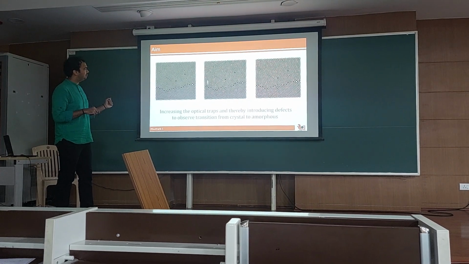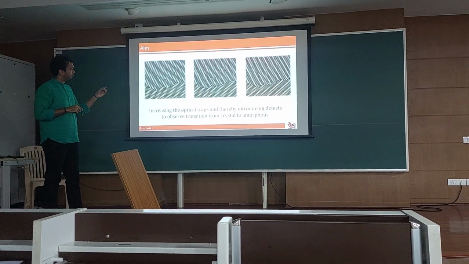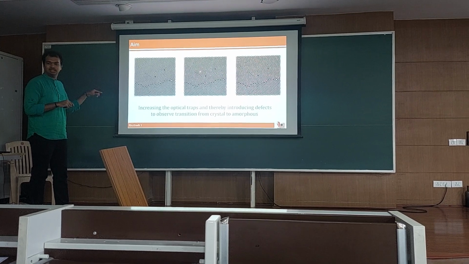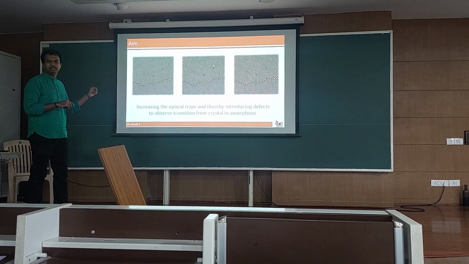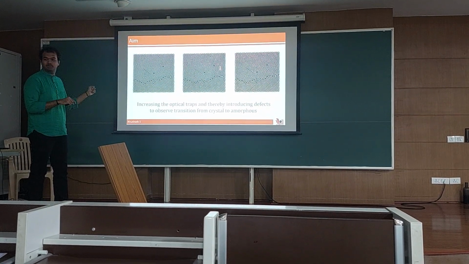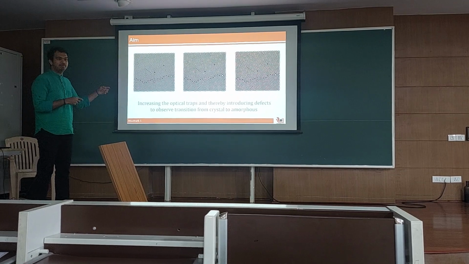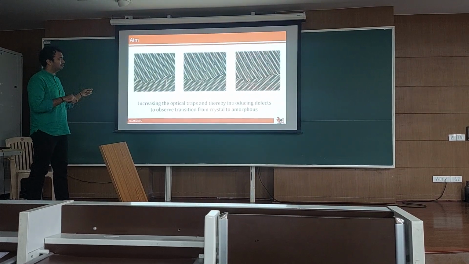To achieve this, we are using a time-shared optical tweezer. The main aim is to completely trap only a single particle at a time. If we trap one, we shouldn't disturb the surrounding medium. That is the aim, and we are able to trap over a large field of view also.